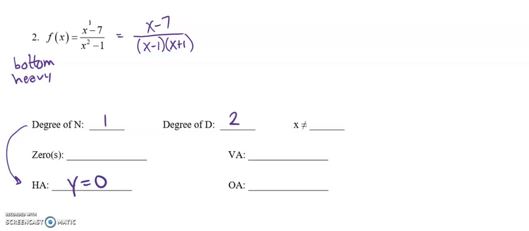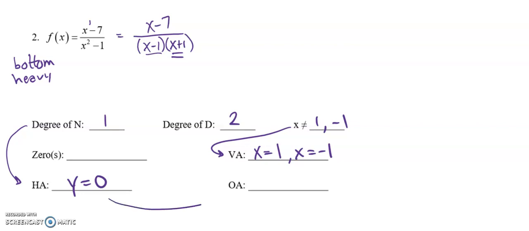What values of x make the function undefined? What can x not equal? X cannot equal 1. X cannot equal -1. So what does that mean for us? That goes with the vertical asymptotes. The function is undefined at 1. The function is undefined at -1. So we will have vertical asymptotes in our graph.